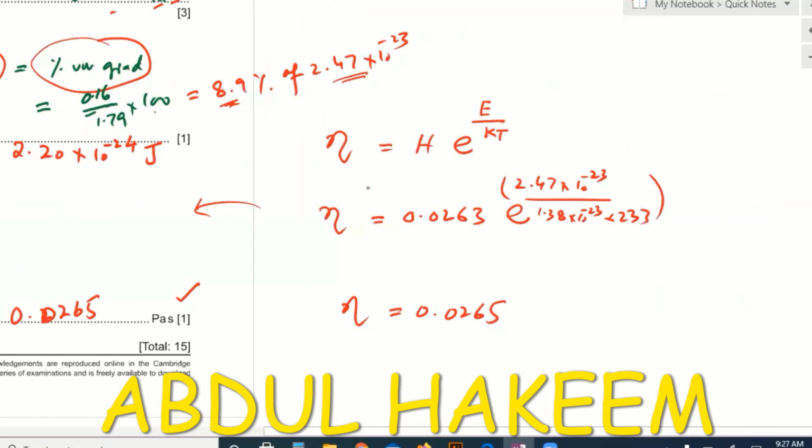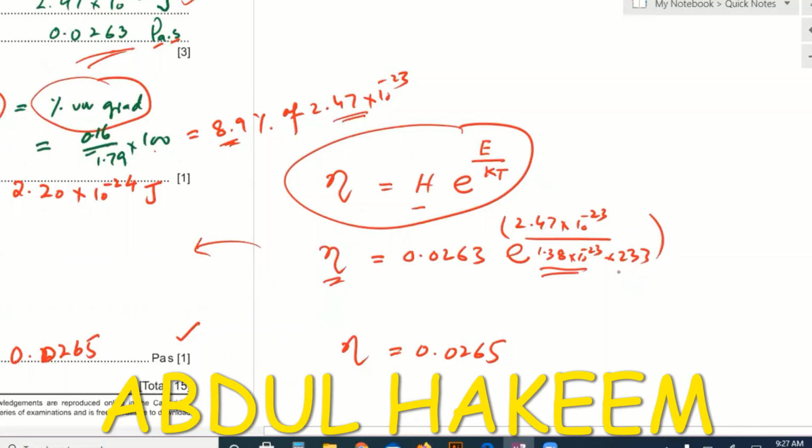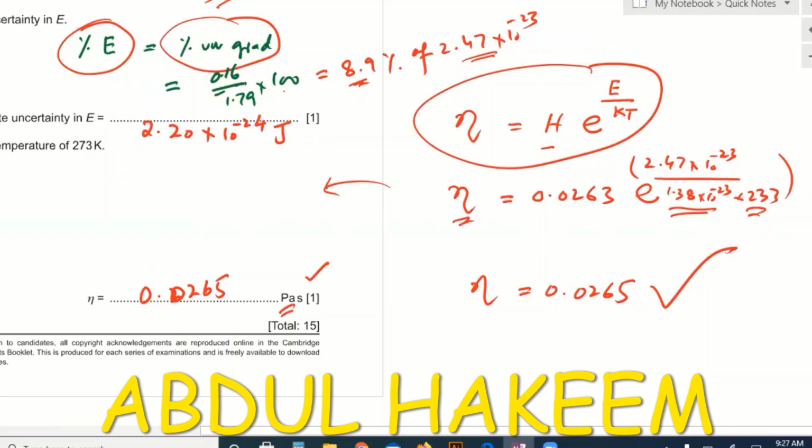Next, the last part is determine eta when the temperature is 273. The actual equation is eta is equal to H e to the power E over KT, eta required. H we have calculated here, 0.0263, and e exponential, capital E calculated 2.47 times 10 to the power minus 23, and K the Boltzmann constant is given, temperature given 273. After calculation, we will get this answer. So this is 0.0265, and this is the viscosity, and the unit is already written, Pascal second.